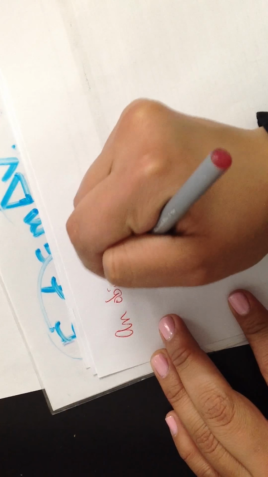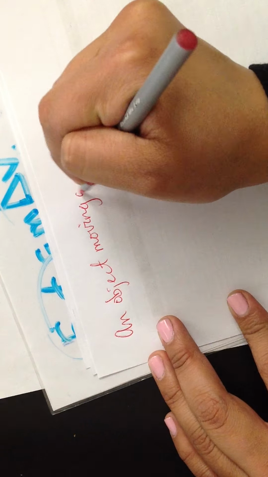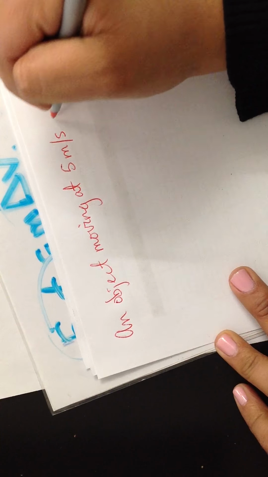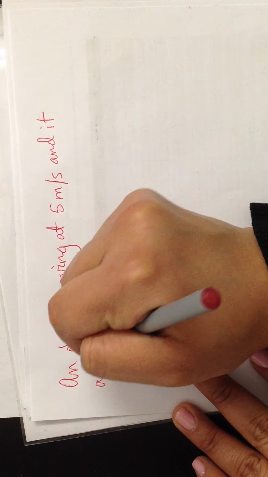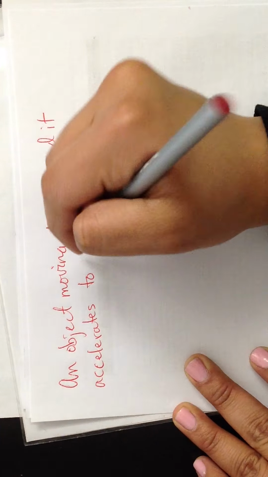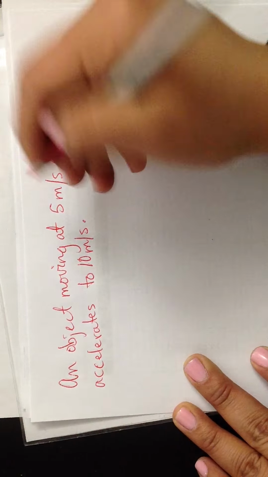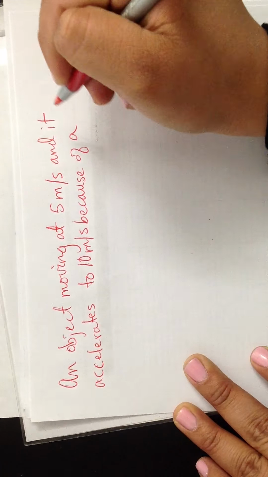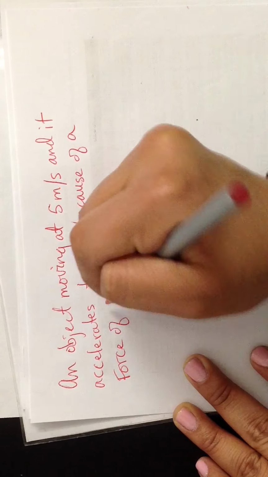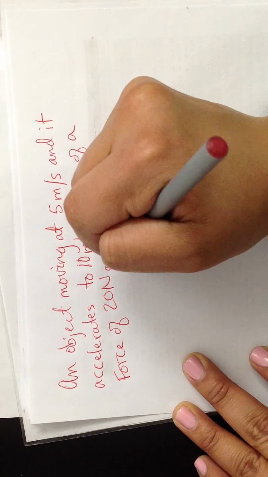Let's say, for example, I have an object moving at 5 meters per second, and it accelerates to 10 meters per second, because of a force of 20 newtons applied to it.